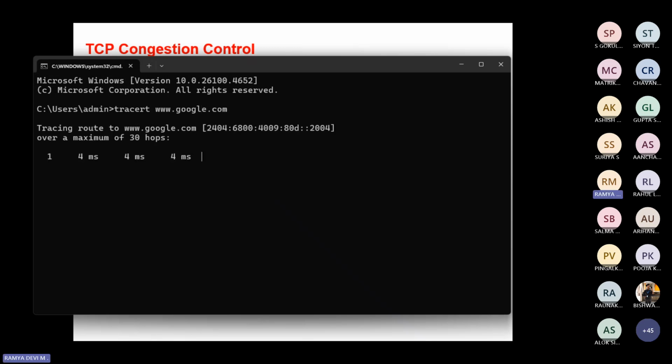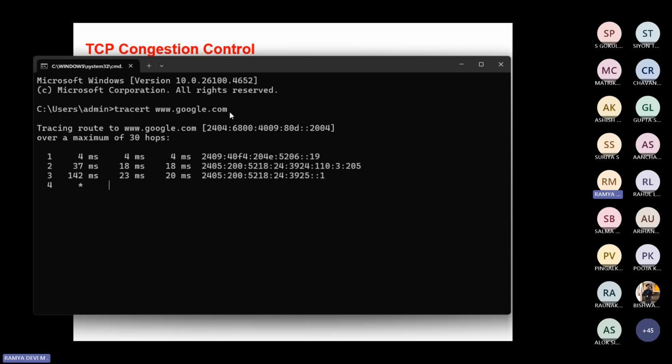You know the traceroute command, right? So I'm tracing the route from my system to the nearby Google server. How many intermediate routers are there? What are their IP addresses that are being traced here? So these are the IP addresses. So while tracing the route, if there is a long delay, that will be indicated with a star.